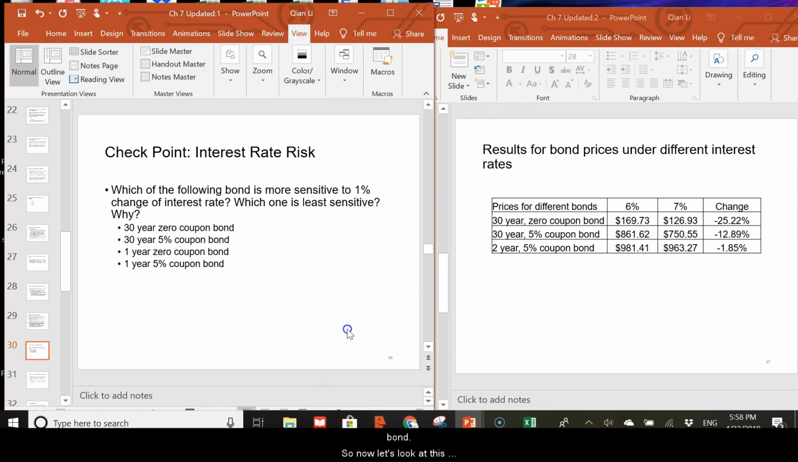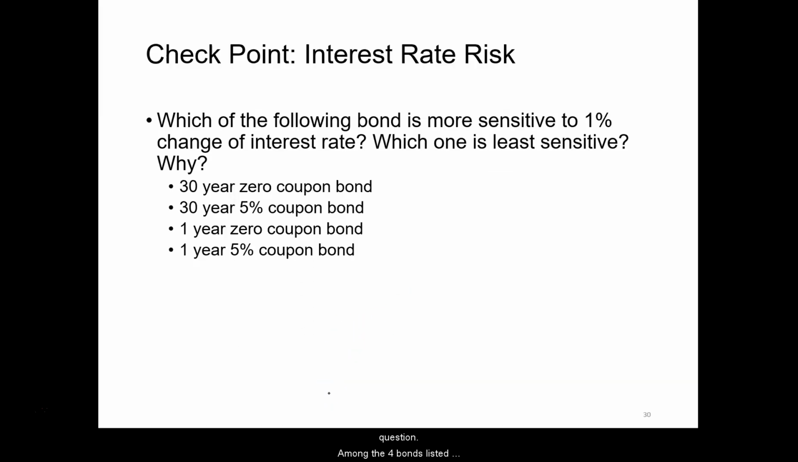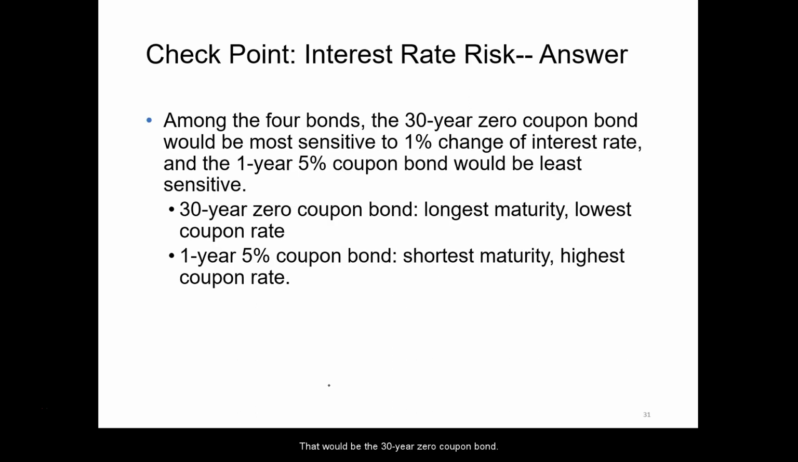So now let's look at this question. Among the 4 bonds listed here, which one is most sensitive to a 1% change of interest rate? Which one is least sensitive? The bonds listed here are a 30-year zero coupon bond, 30-year 5% coupon bond, 1-year zero coupon bond, 1-year 5% coupon bond. So the one with the highest interest rate sensitivity would have the combination of longest maturity and the lowest coupon rate. And that would be the 30-year zero coupon bond. The one with the shortest maturity and highest coupon rate, that will be the 1-year 5% coupon bond. This one actually will have the lowest interest rate sensitivity.